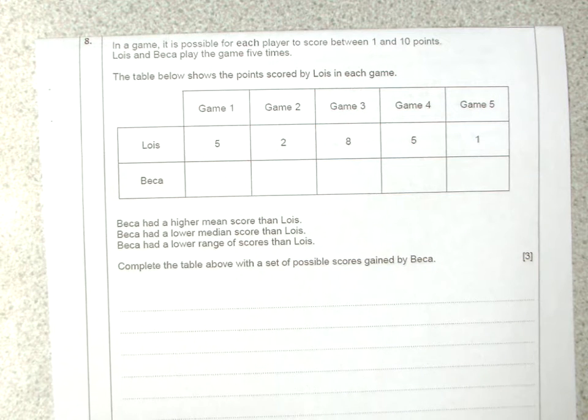Becca had a higher mean score than Lewis. Becca had a lower median score than Lewis. Becca had a lower range of scores than Lewis. Complete the table above with a set of possible scores gained by Becca.